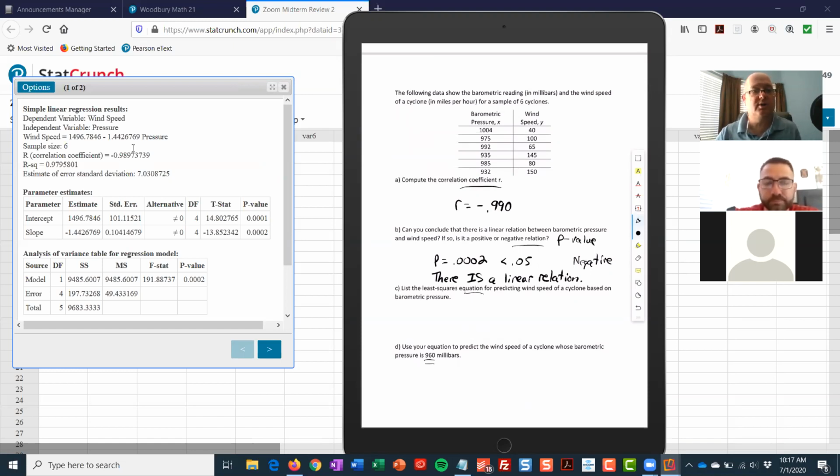The least squares equation, I'm going to round to 2 decimal places here. So I've got wind equals 1496.78 minus 1.44 pressure. One quick note about MyMathLab for that problem is that sometimes it asks you for them in the opposite order. It wants the slope first. So this could look like this in MyMathLab.